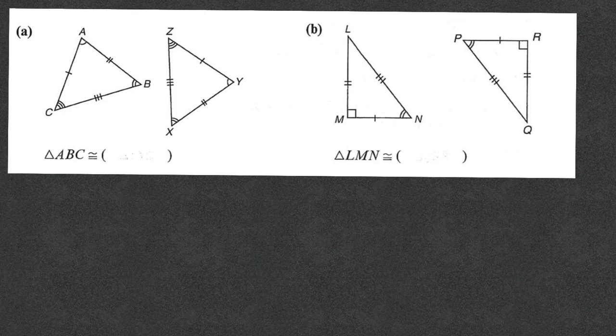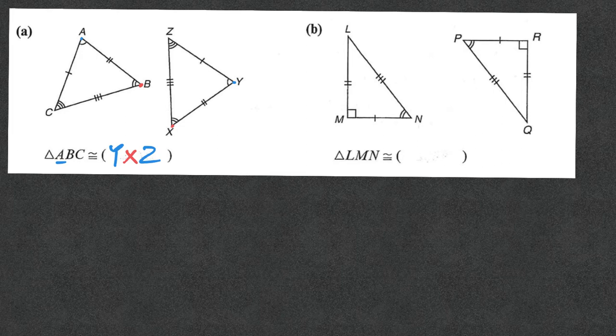Next, let's try two more questions to see whether you can match the angles or match the letters properly. So for part A, you have triangle ABC is congruent to, so let's look at angle A is matching to Y, so the first letter should be Y, followed by angle B is matching to angle X, so the second letter is X. The last letter, there's only one letter left behind, which is Z. So finally, you have triangle ABC is congruent to triangle YXZ.